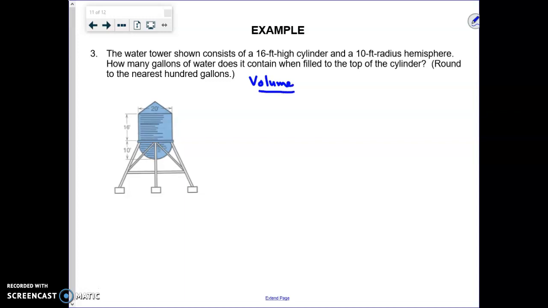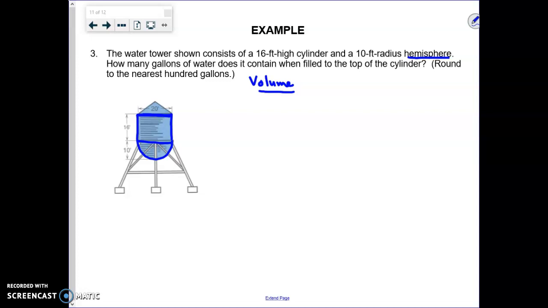And then what are we filling? Well, actually, you're looking right here. If you read the problem, it says how much water will it hold to fill the top of the cylinder. So here's the top of the cylinder right here. So basically, you're looking at the cylinder and half a sphere. So we're looking for the volume of a cylinder and half the sphere. And I'm going to draw that half the sphere. Half a sphere is called a hemisphere, and that's what it says right here. So whenever we find the volume of that sphere, we're going to divide it by 2 or multiply it by half. So let's go ahead and let's start.